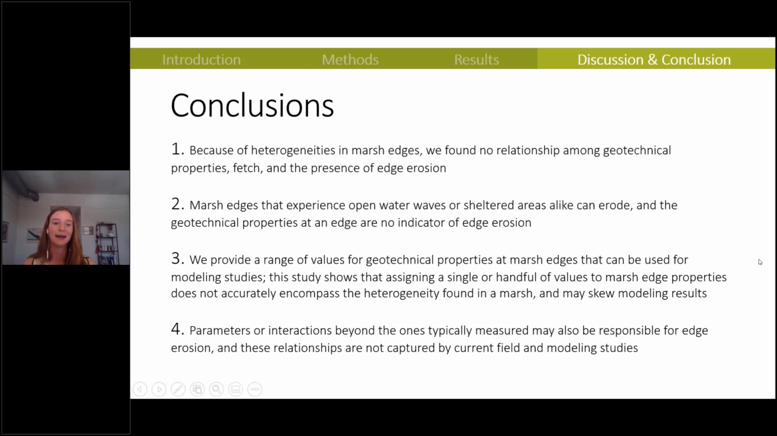And so the next steps with this study is to look at it in a more quantifiable way. So we're doing a shoreline change analysis and using RTK GPS measurements over many years to calculate retreat rates. And we're trying to relate these retreat rates with actual wave energies instead of just using fetch as a proxy for wave energy. So we're doing some hydrodynamic modeling to see what the marsh edges really experience in an idealized setting, and seeing if there's any relationship or predictive power there.